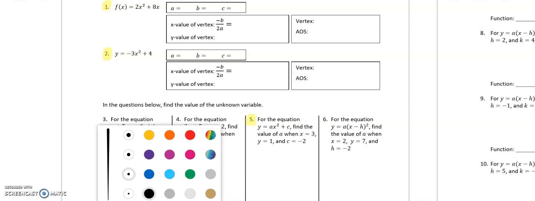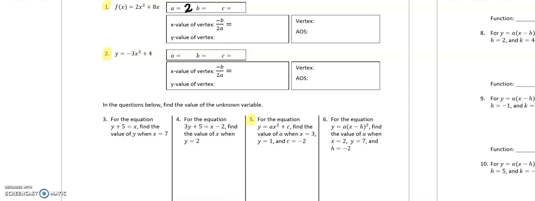We have the function f of x equals 2x squared plus 8x. Remember, f of x is the same as y. So I'm just going to list my a value, my b value, and my c value. My a value is 2. B value is 8, and you can see there is no C value, so I'm going to write 0.